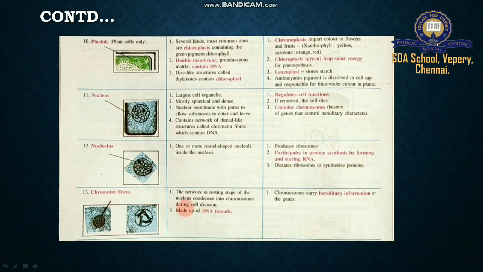Then chromatin fiber: the network in the resting stage of the nucleus, which condenses into chromosomes during cell division, is made up of DNA threads. Chromatin fiber is made up of DNA threads. Chromosomes carry hereditary information, or genes.